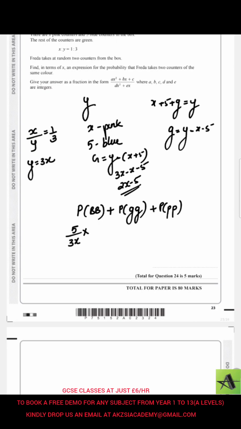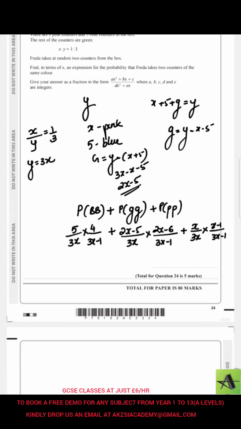times, if she has already selected one counter, then for the next pick she's already lacking one counter. So now 4 counters are available out of 3x minus 1. Plus greens are 2x minus 5 out of 3x, times, there will be 1 less green counter now, so 2x minus 6 over 3x minus 1.